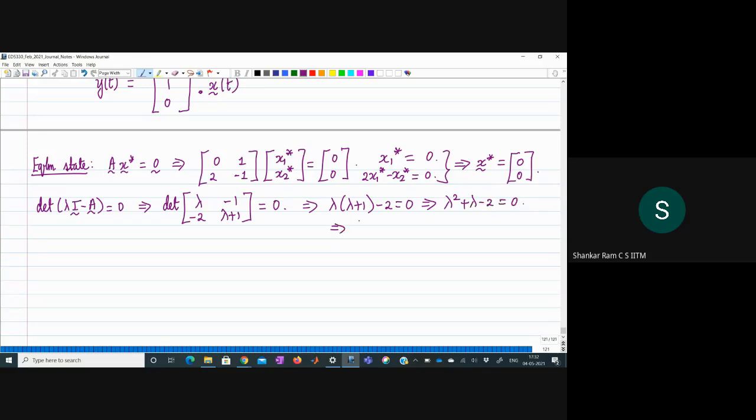This can be written as lambda plus 2 times lambda minus 1 equal to 0. So the eigenvalues of the A matrix are going to be minus 2 and plus 1. This implies that the system is unstable, or the equilibrium state is unstable, because we see that one of the eigenvalues is in the right half plane, at plus 1. So the equilibrium state is unstable.